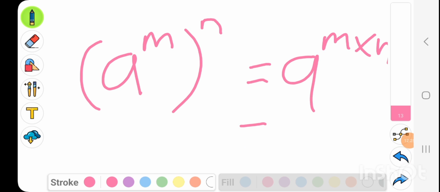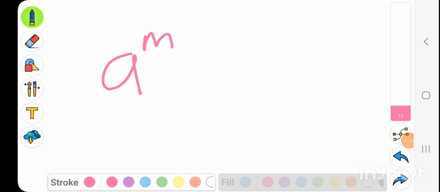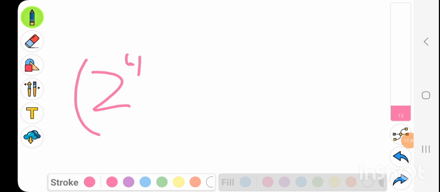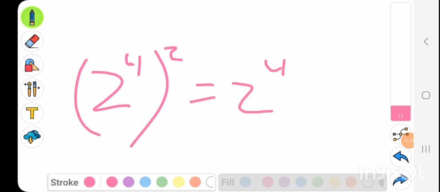Nice. Okay. Let's use an actual example. So 2 to the power of 4, all to the power of 2. So here goes 2 to the power of 4 times 2, and that is equal to 2 to the power of 8. So yeah, that is the answer for this simple question here.